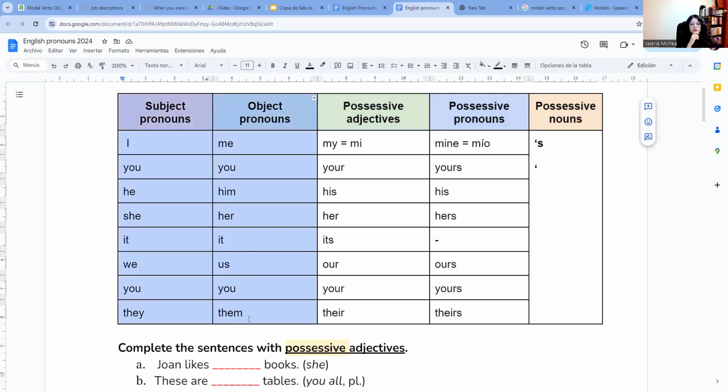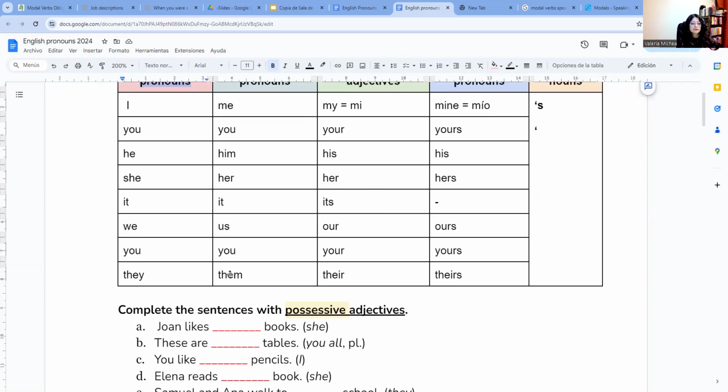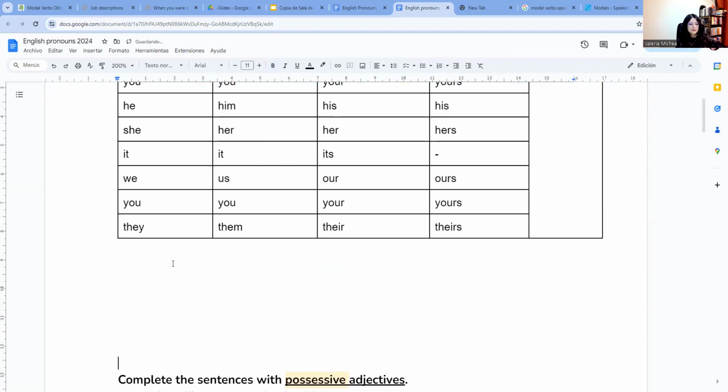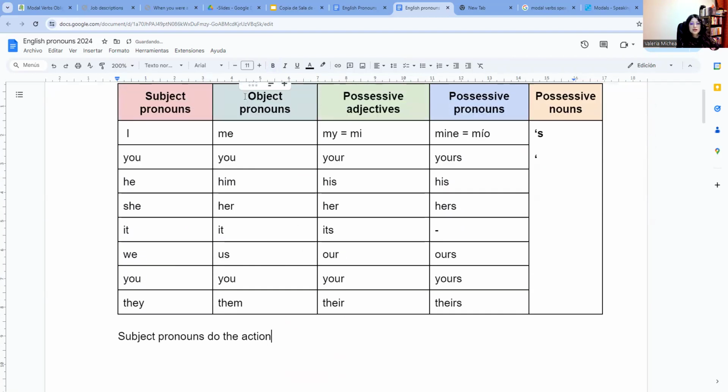So here is where I want you to pay attention. So we have the subject pronouns, which would be I. What is the subject pronoun? The subject pronoun does the action, right? Let me write it down so you can follow what I'm saying. So subject pronouns do the action. That's what we know. And on the other hand, we have object pronouns. The object pronouns don't do the action. They receive the action. That's a deal.